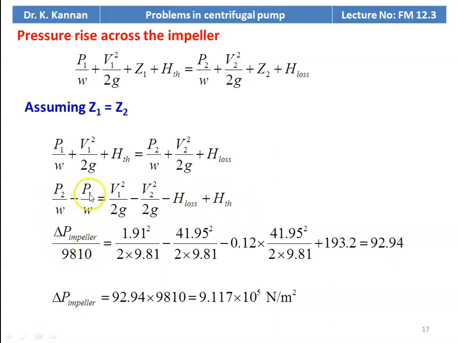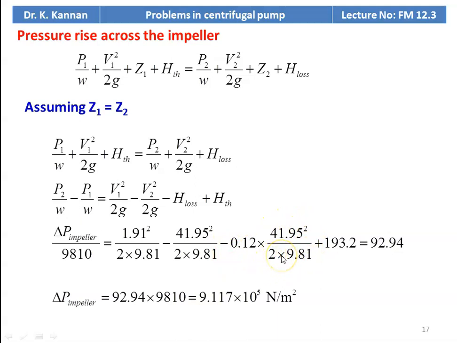Now, P2 minus P1 is the delta P, the pressure rise in the impeller, divided by 9810, the specific weight of water, which is equal to 1.91 square by 2 into 9.81 minus 41.95 square divided by 2 into 9.81 minus 0.12 into head loss, plus 193.2. So 0.12 into 41.95 square divided by 2 into 9.81, since the head loss equal to 12% of the velocity head at the outlet.